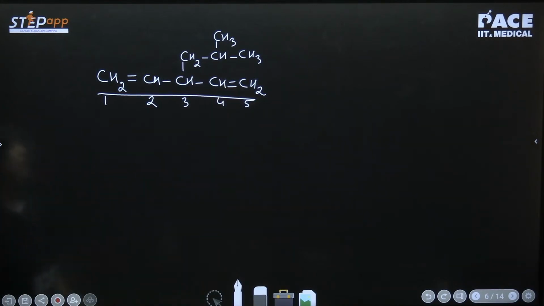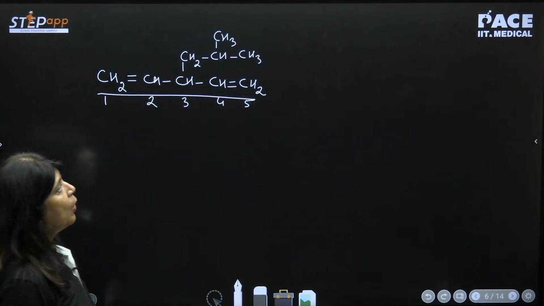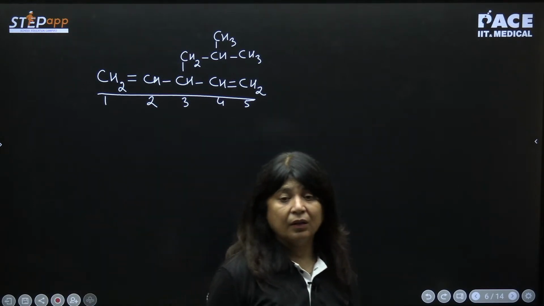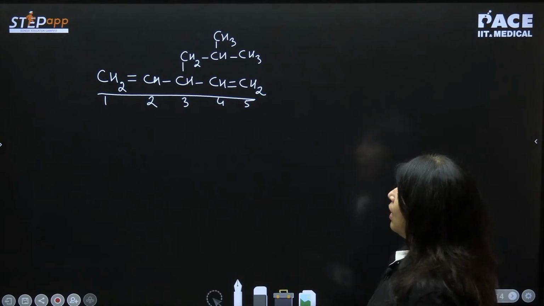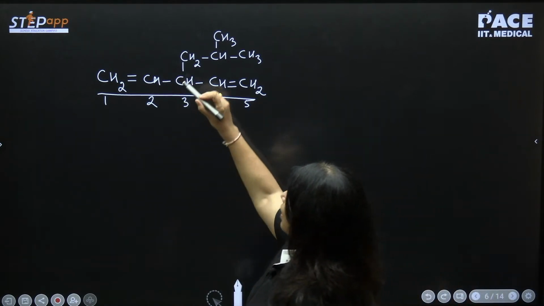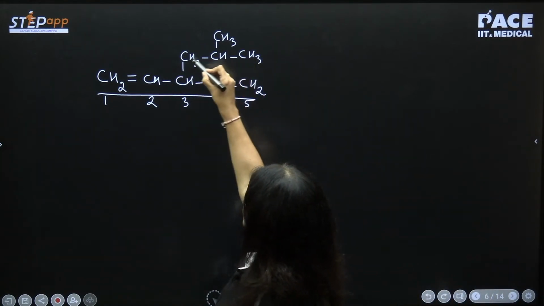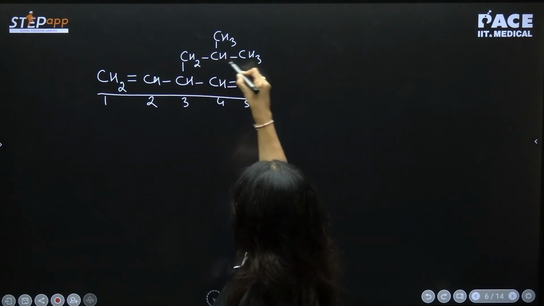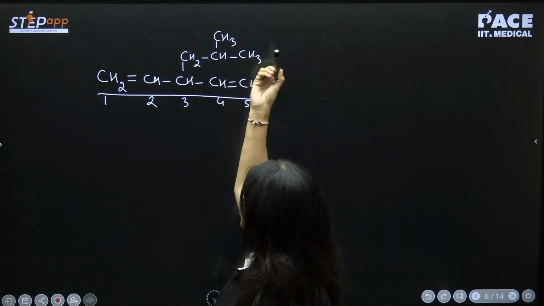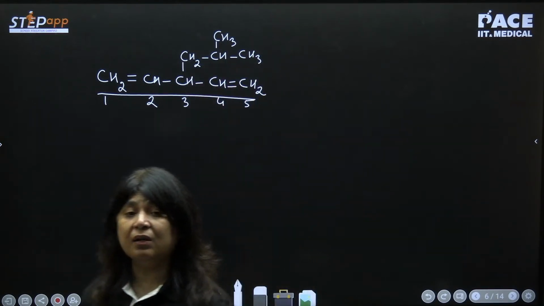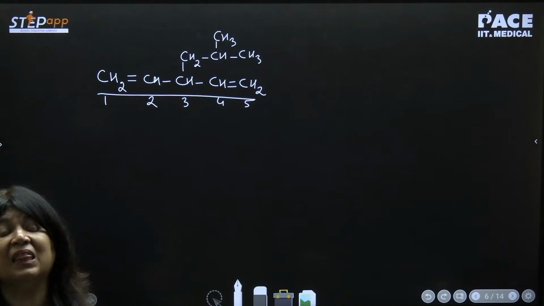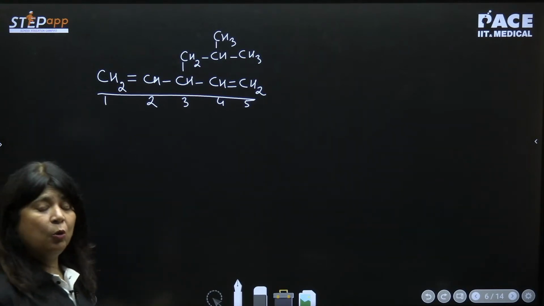So the parent chain has 5 carbon. It is penta-1,4-diene. That is the parent chain. Now coming to the substituent chain. In the substituent, the longest chain could include only 3 carbon. Either these 3 or these 3, but both are the same. So it's a propyl group.